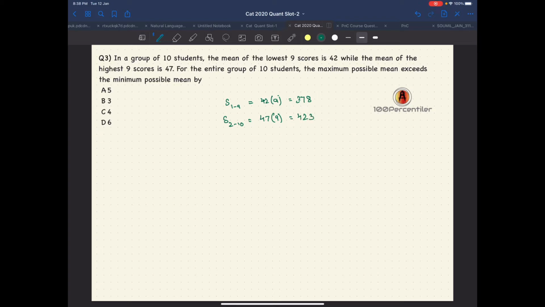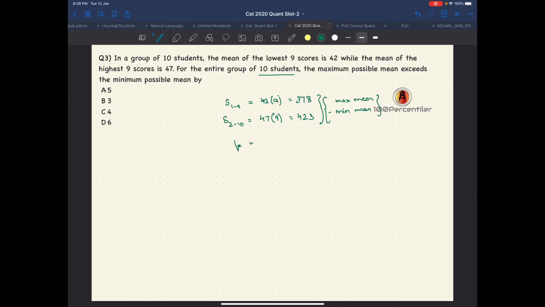Now for the entire group of 10 students, we have to find the maximum possible difference between the minimum and the maximum mean possible. So basically with this information, we have to first find the maximum mean and then the minimum mean, and then we have to find the difference between these two.